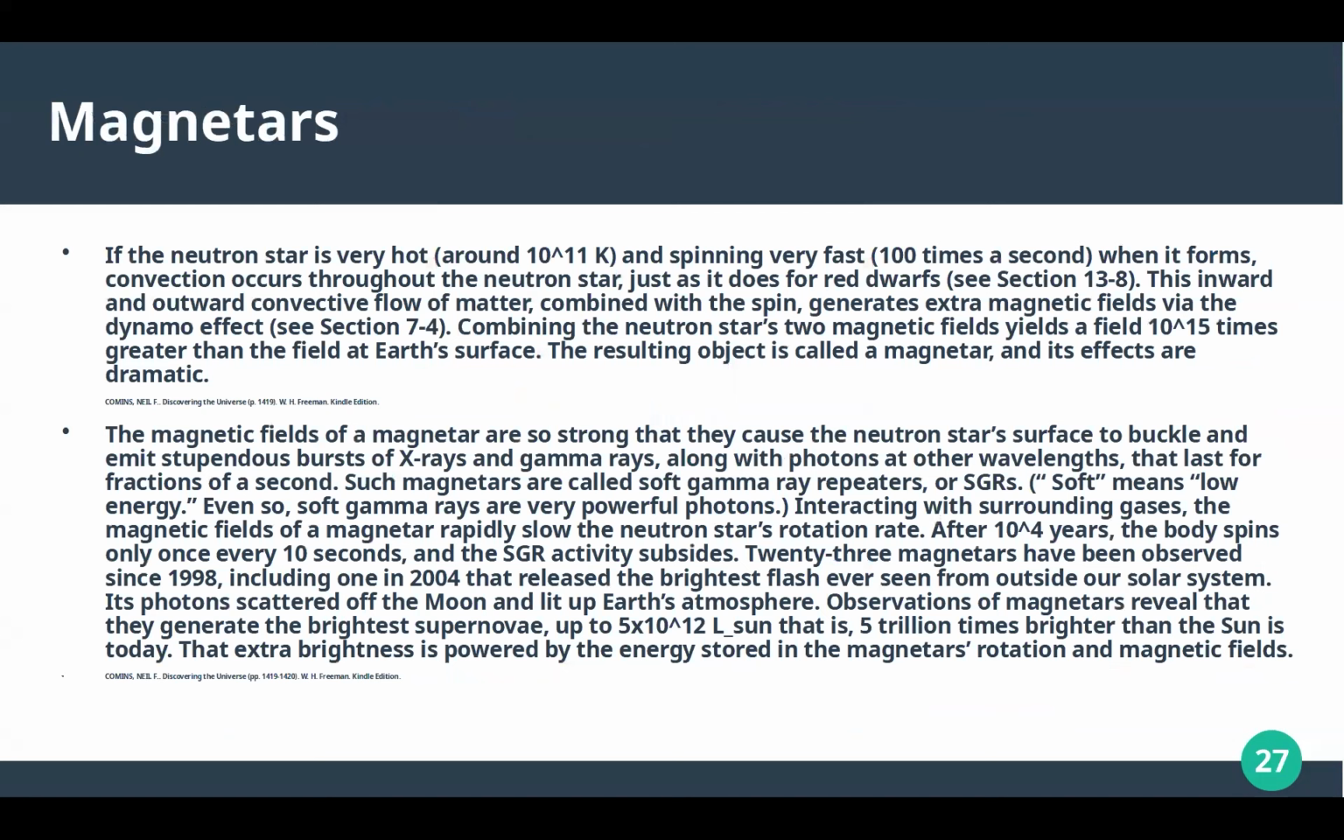Observations of magnetars reveal that they generate the brightest supernovae, up to 5 times 10^12 the luminosity of the sun, or 5 trillion times brighter than the sun is today. That extra brightness is powered by the energy stored in magnetars' rotations and magnetic fields.